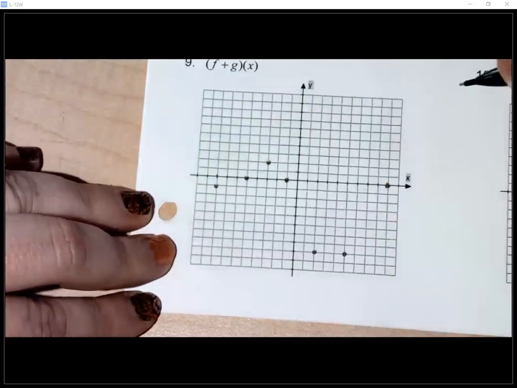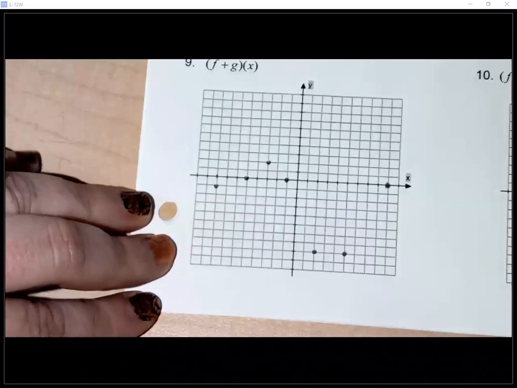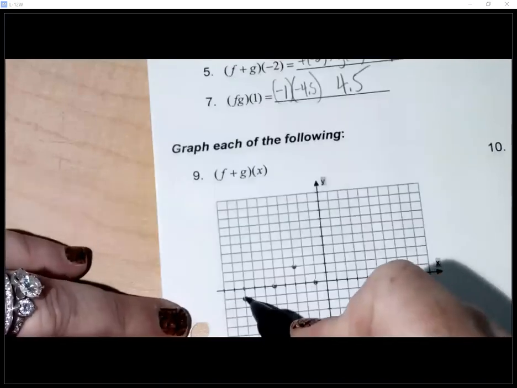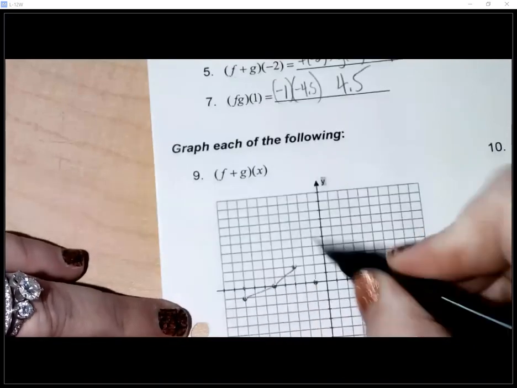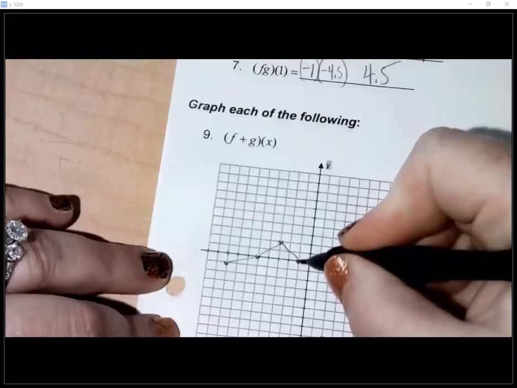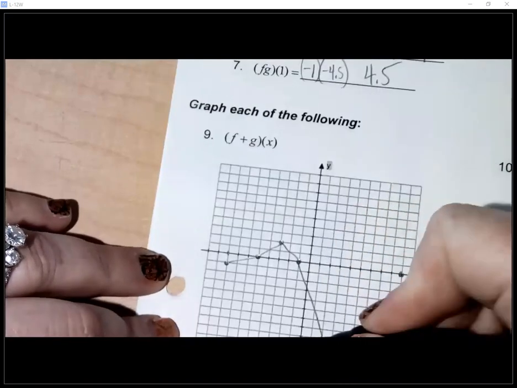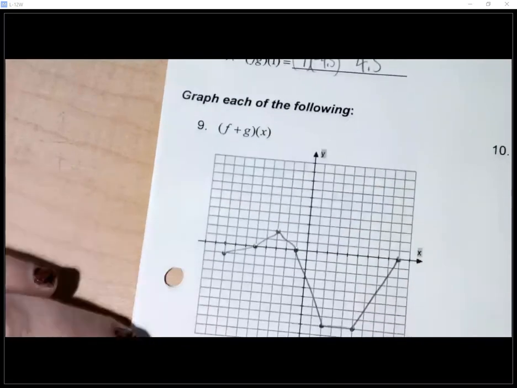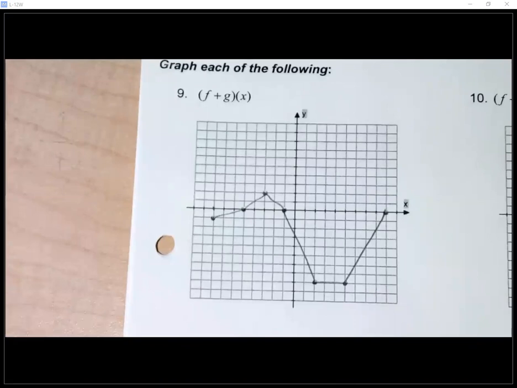Now, all I have to do to create my added function, I'm just going to connect them one dot at a time, moving from left to right. And there you have it. Isn't that neat?